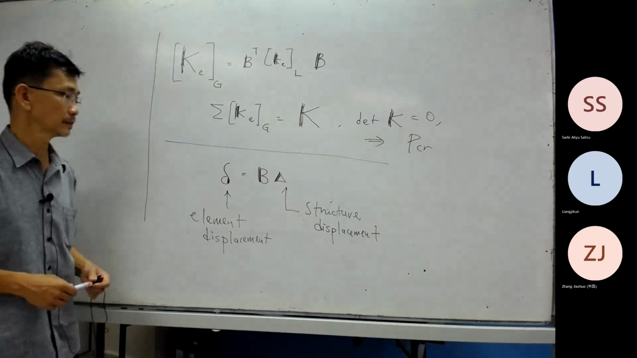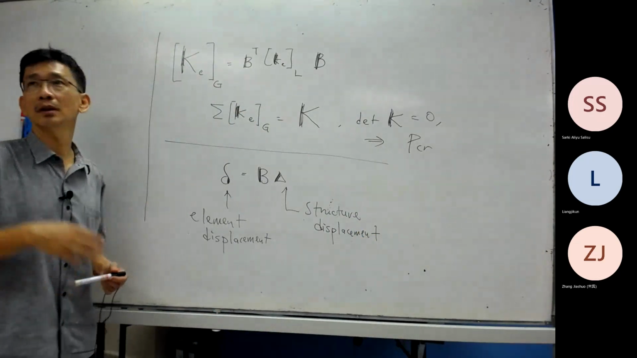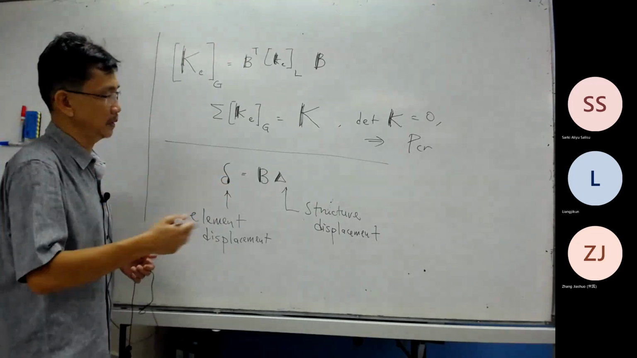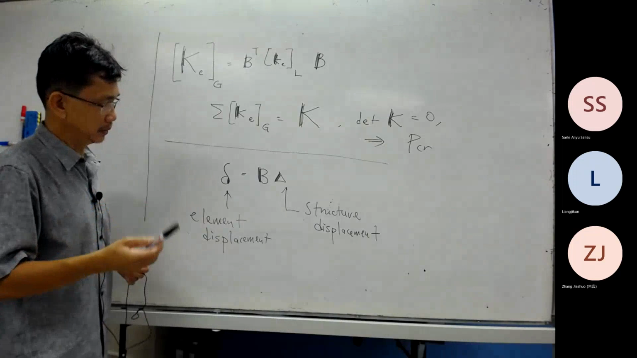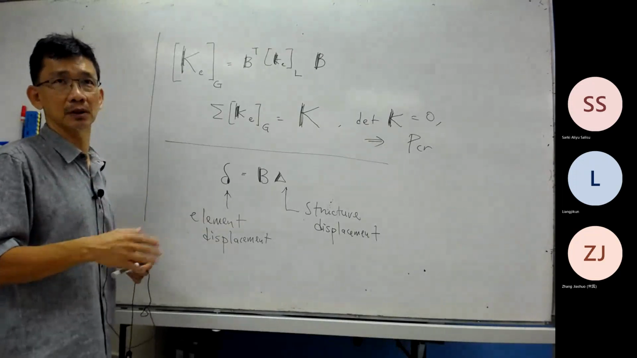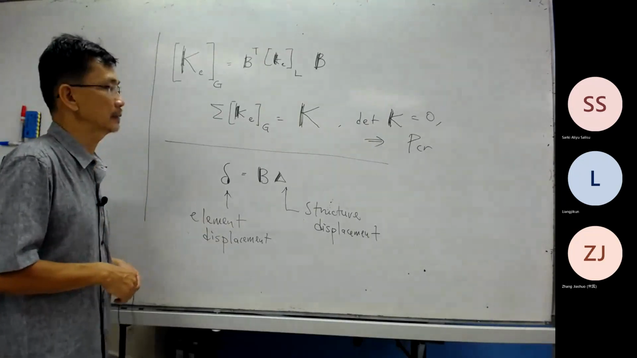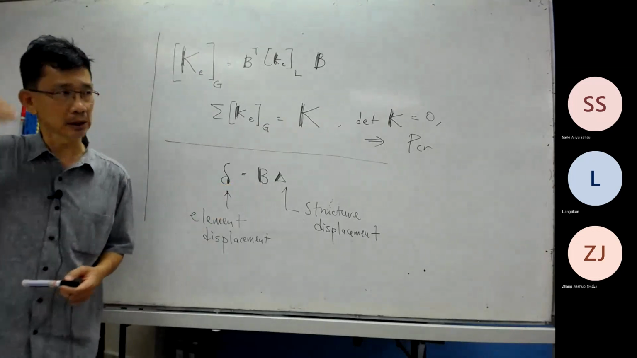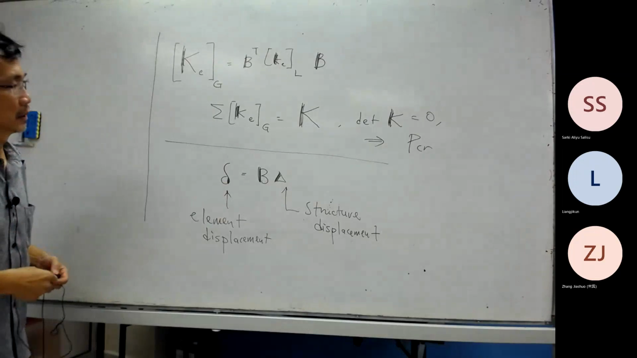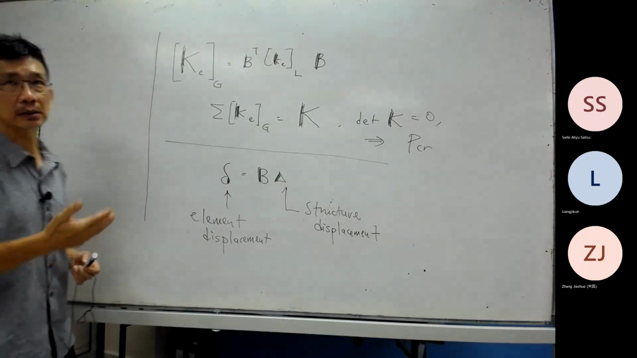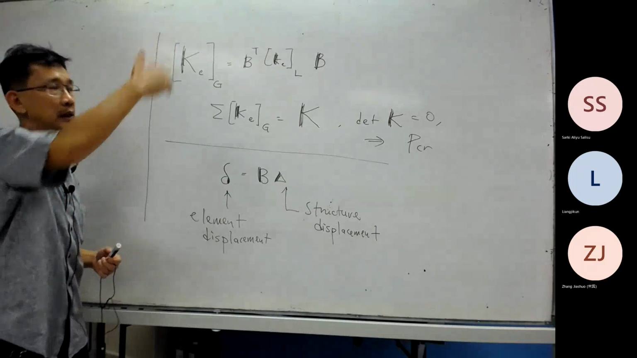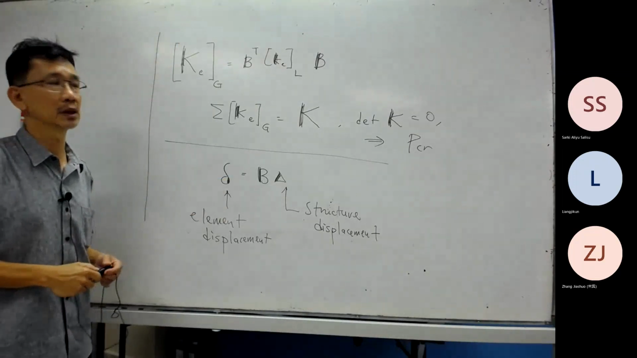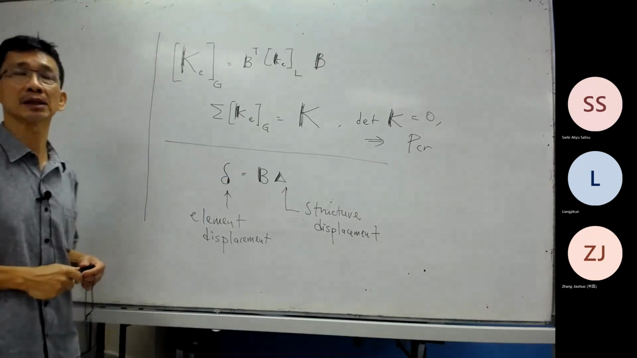So we need to do this one by one. Element 1, the B will be different compared with element 2, and element 3, the B will also be different. In general, they will be different. Okay? So how to get the B is you look at the element by element, especially the displacement, and you compare with the structure level, then you can form the B. So B will be in the form of matrix.